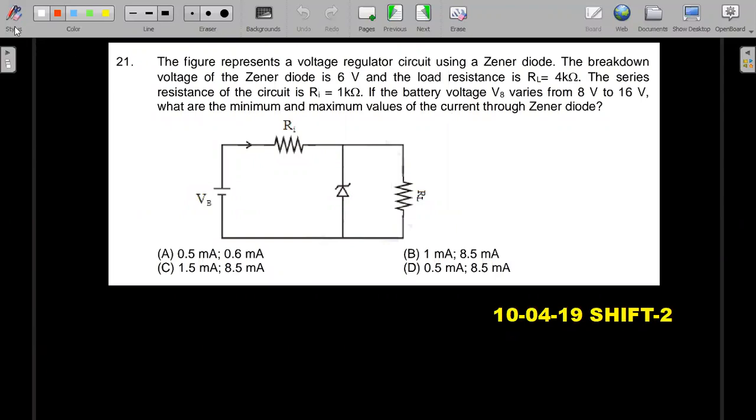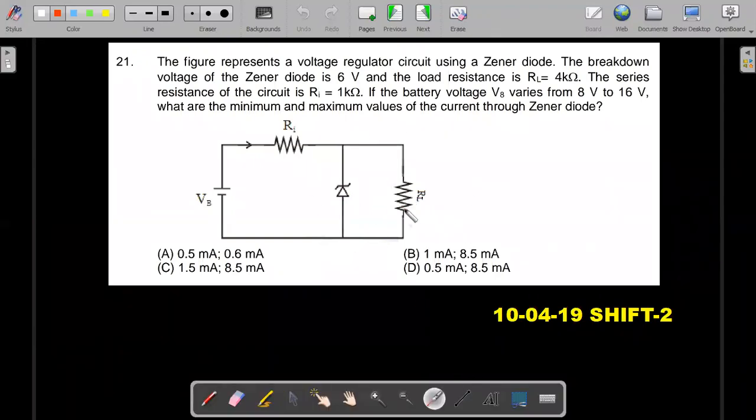Okay, so this is a Zener question that keeps appearing in different forms. The figure contains a voltage regulator circuit using a Zener diode. The breakdown voltage of the Zener diode is 6 volt and the load resistance is 4 kilo ohm. The series resistance of the circuit is 1 kilo ohm here, and the battery voltage VB varies from 8 volt to 16 volt. So this is the unregulated supply. What are the minimum and maximum currents through the Zener diode? This is the question that has been asked. If you want to give it a try, just pause and then move ahead with the solution that I'm going to provide.